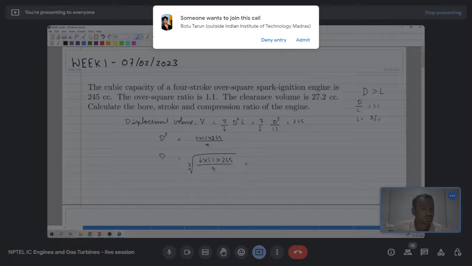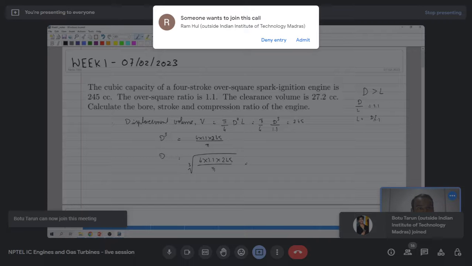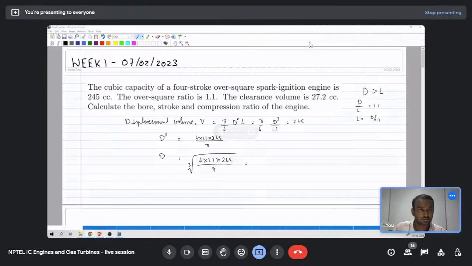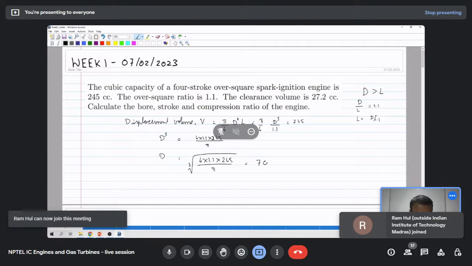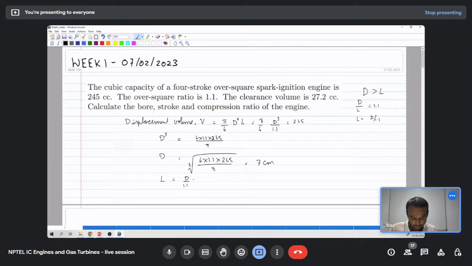Can someone answer? So 7 centimeters. Yeah, so this is 7 centimeter. So that means L will be D by 1.1. So that is 7 by 1.1. Can someone answer this? So 6.36. 6.36 centimeter.